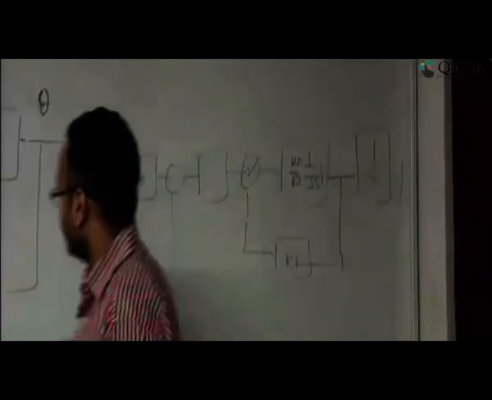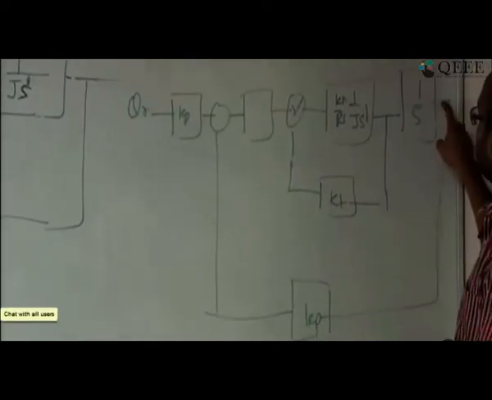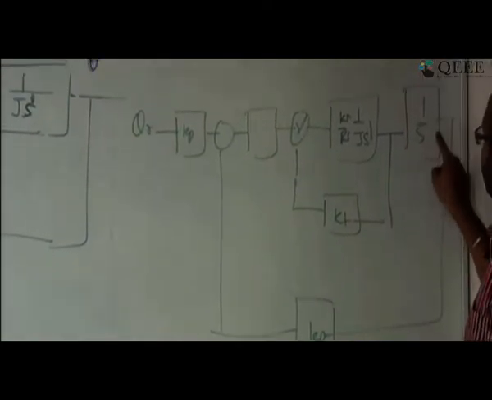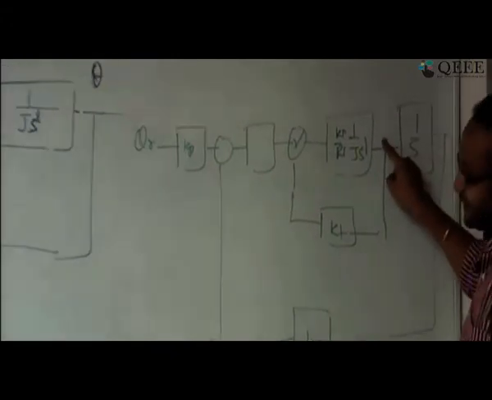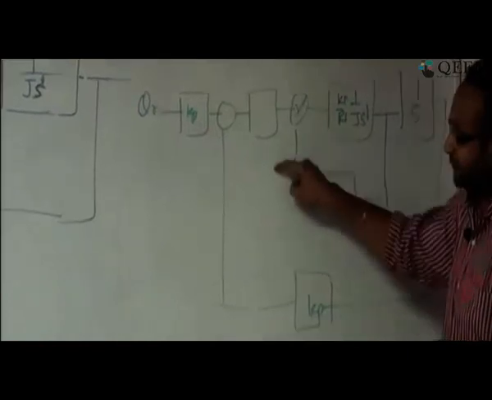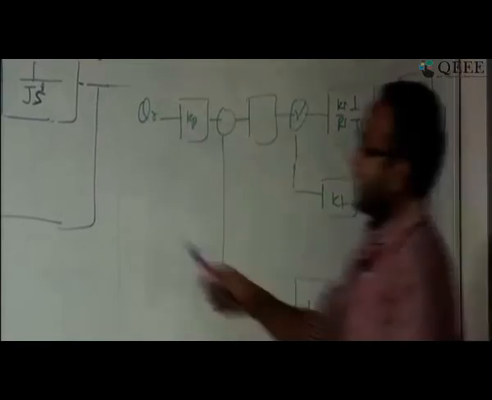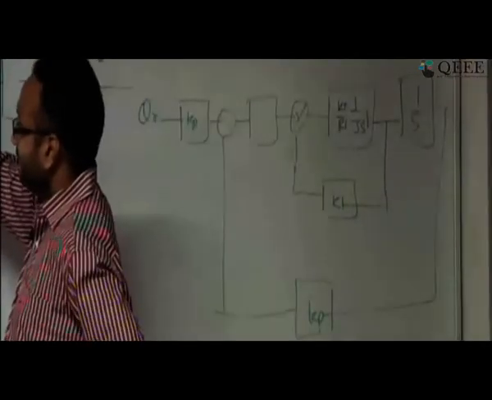What we are doing is, I wanted to take a derivative of the term. Now I know 1 by Js square, so I had divided it into two terms, 1 by Js and 1 by s. Since this is the integral term, here I am doing an integration, meaning here I am getting the actual derivative of the output that I am feeding here. This is the crux of this part.